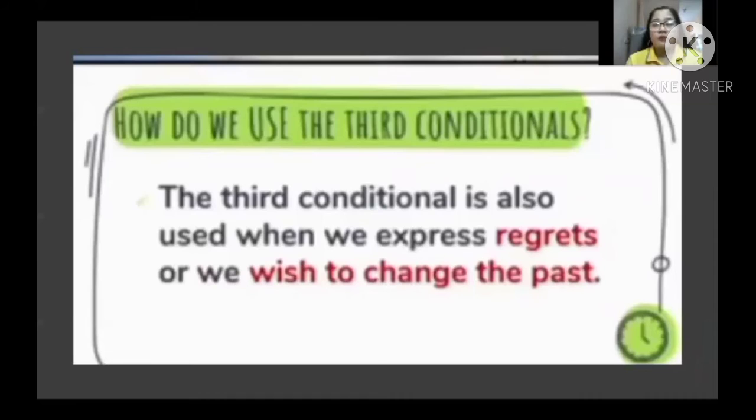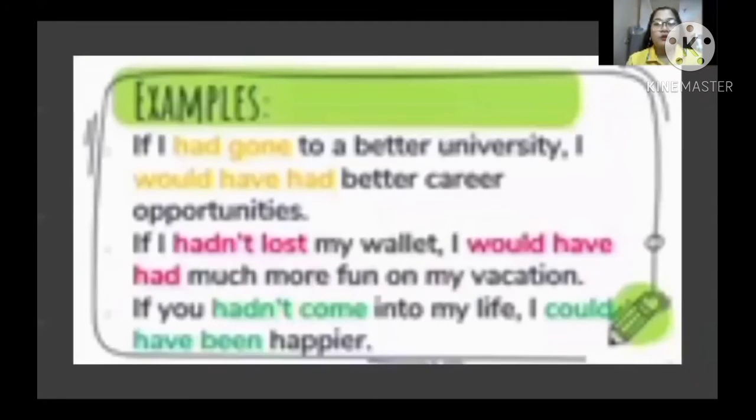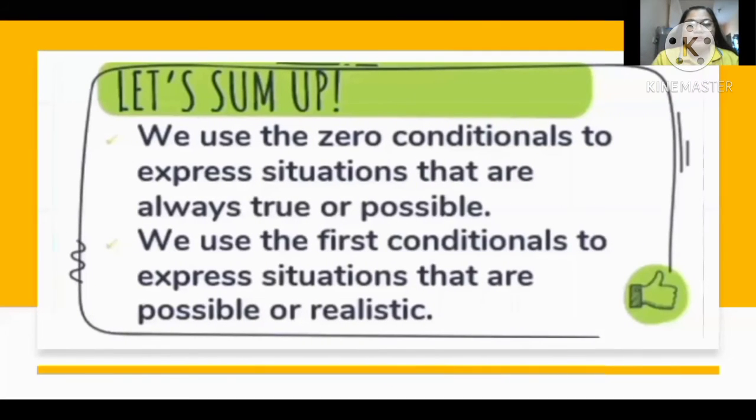Then, how do we use the third conditional sentence in other ways? It also expresses regrets or a wish to change the past. Here is an example: if I had gone to a better university, there would have been better career opportunities. To sum up today's lesson, or the whole lesson for the conditional sentence, let's have these reminders.